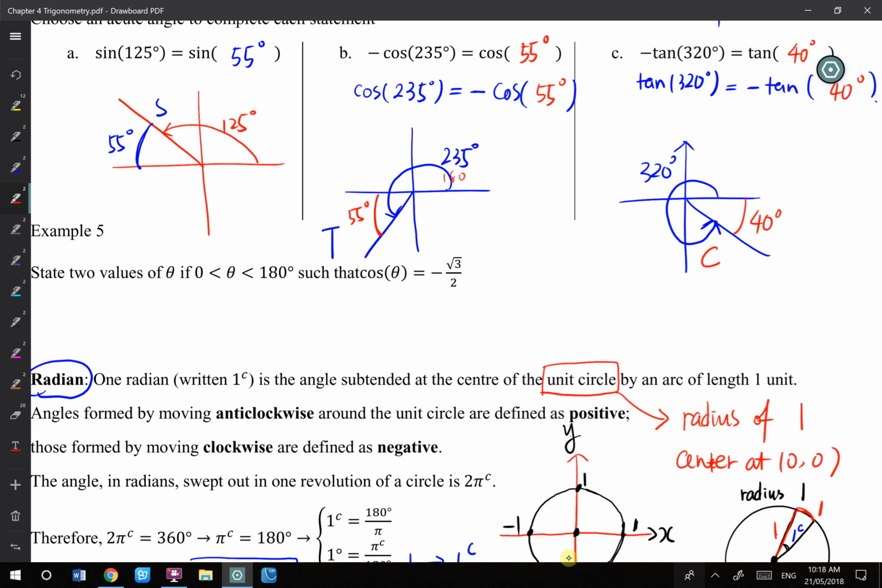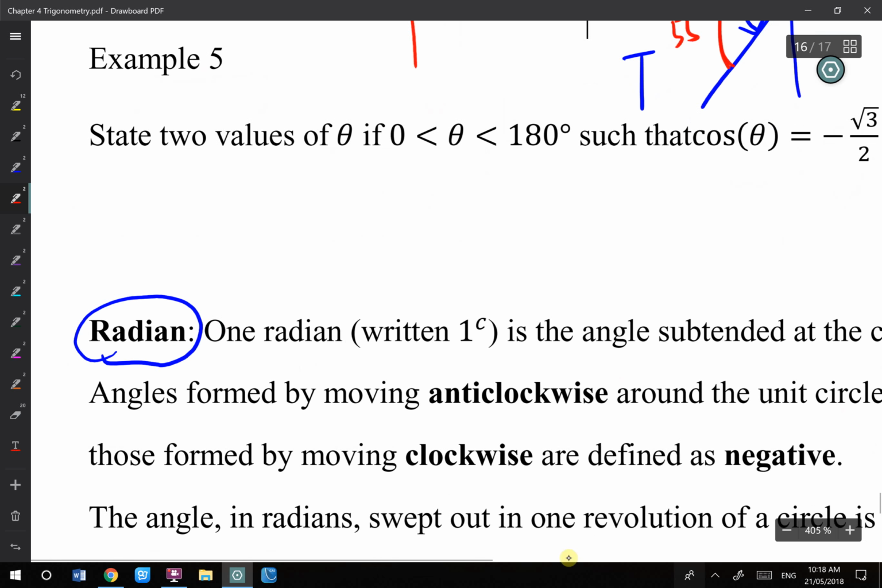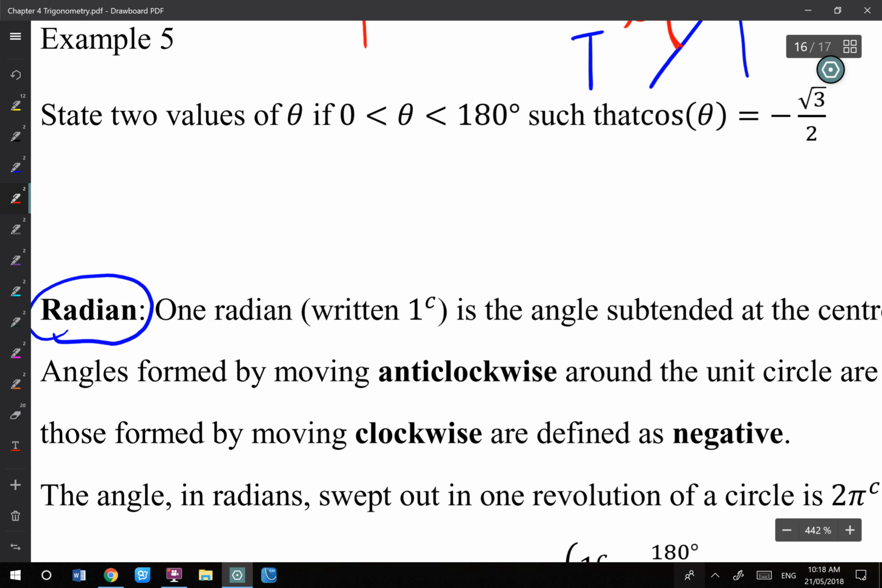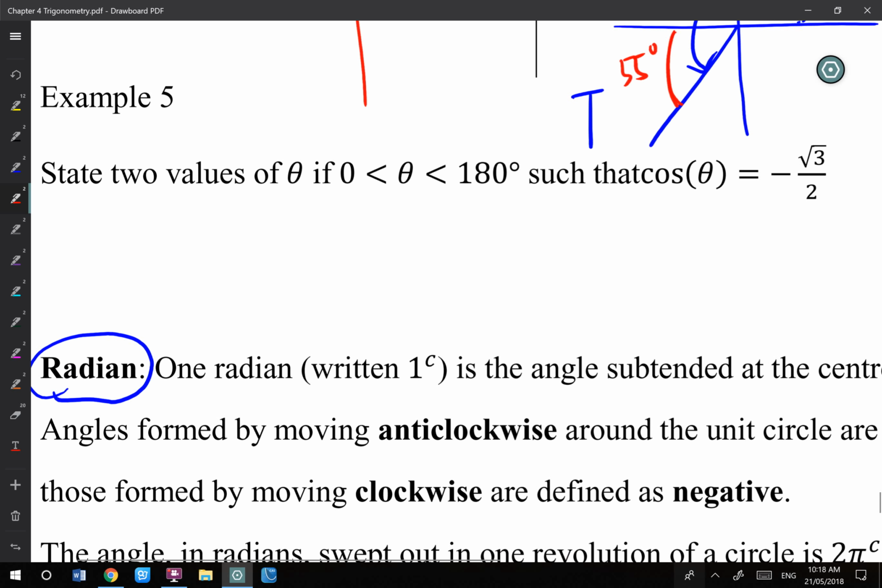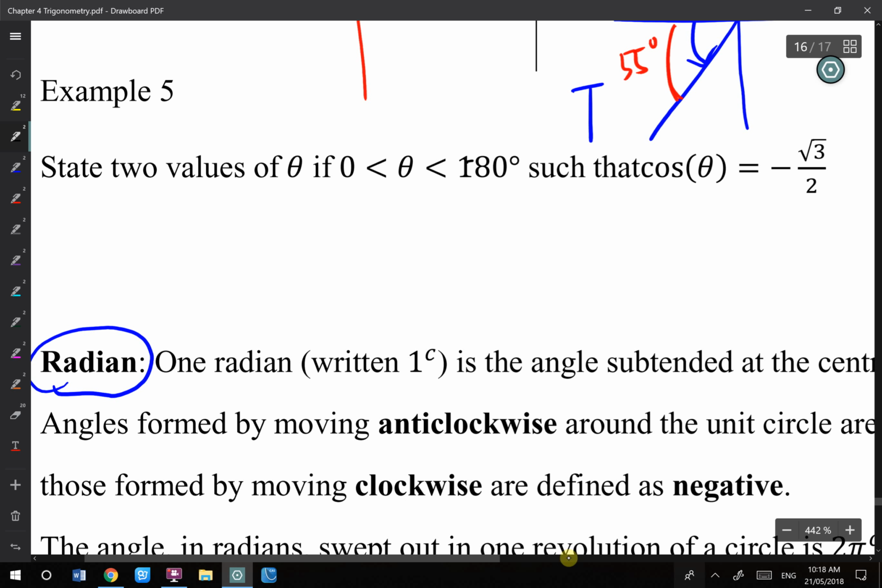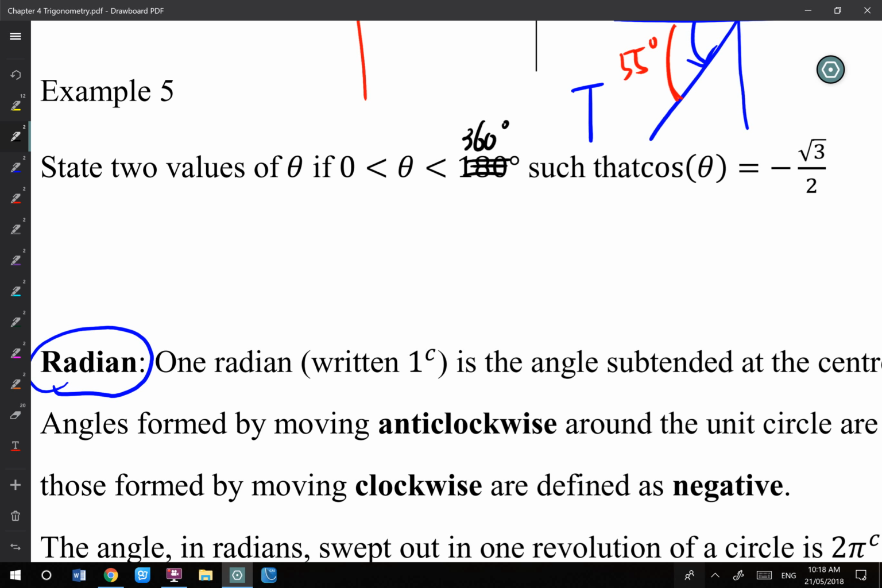Let's do the last question here. The last question said, state two values of theta. Okay, sorry, I need to change this question. State two values of theta in between 0 to 360 degrees, given that cosine theta equals negative root 3 over 2. Okay, cosine theta equals negative root 3 over 2.